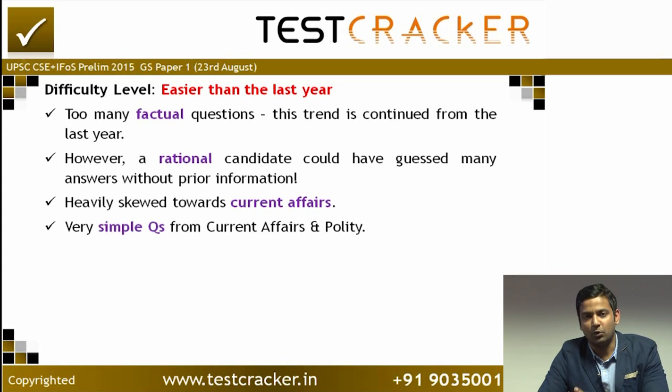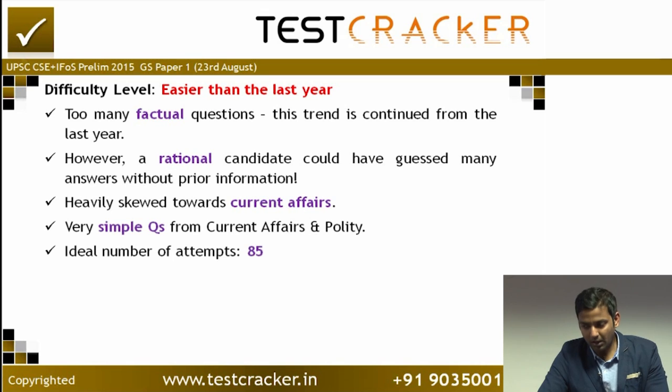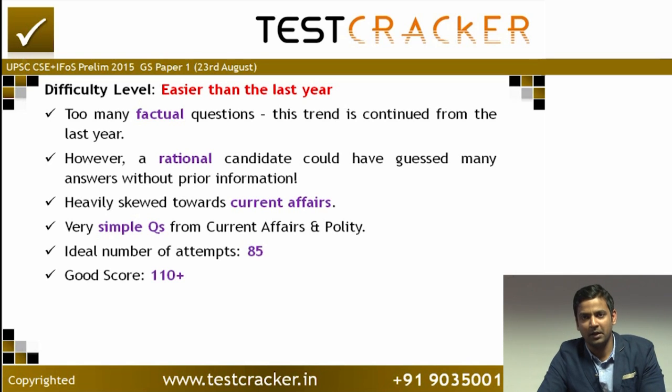These questions are something which we do not expect to be asked at the Civil Services Preliminary Examination level. Now, very simple questions from current affairs and polity, standard questions, or maybe even below standard questions in a few cases. We would say the ideal number of attempts in this paper would have been 85. And a good score in this paper should have been 110 plus. If you have written the paper and you are getting more than 110, it is a commendable job.